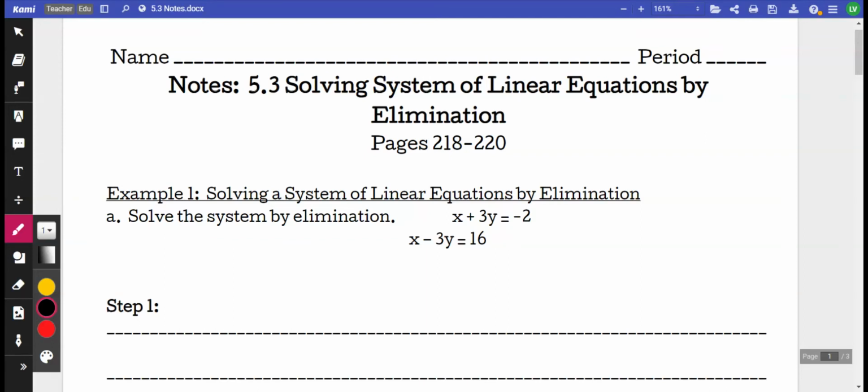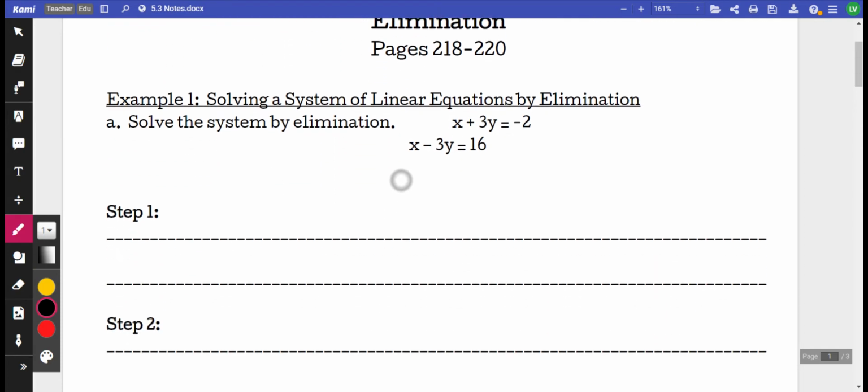Solving systems of linear equations by elimination. Example 1, solving a system of linear equations by elimination is what we're going to be doing for letter A. We have two equations: x plus 3y equals -2 and x minus 3y equals 16.